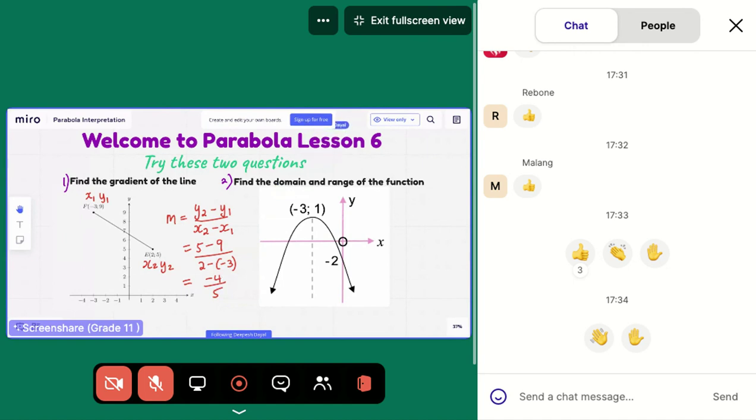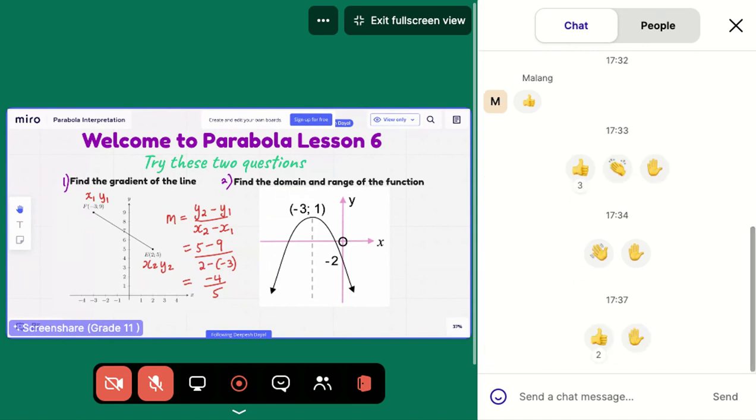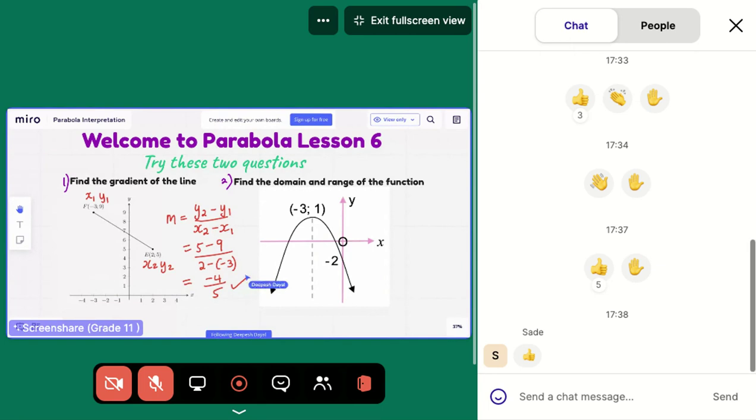Okay, did everybody get that? Minus 4 over 5. You can just show me a sign if you got that, Mia. Minus 4 over 5. Well done. So m equals minus 4 over 5 or negative 0.8. If you have it like that, it's also fine.